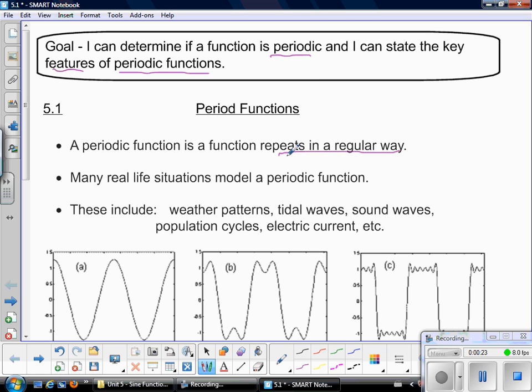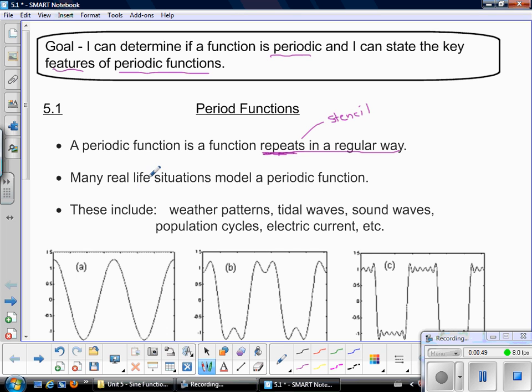So first of all, a periodic function is a function that repeats in a regular way. So we have seen lines and things, but they don't repeat. So it's something that has to repeat. Sometimes I think of it almost like a stencil. And when you think of it like a stencil, you put the stencil down, and you make the pattern, you pick up the stencil, you move it over, you fill it in again. So it's repeating in a regular manner.